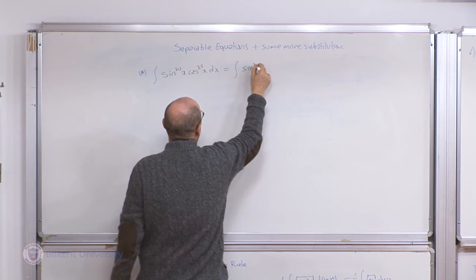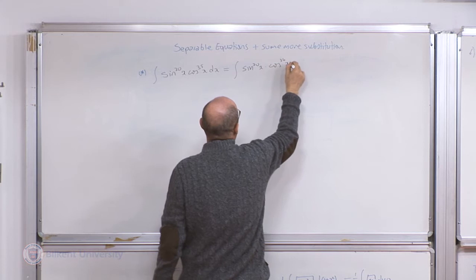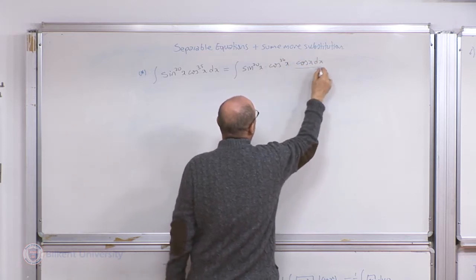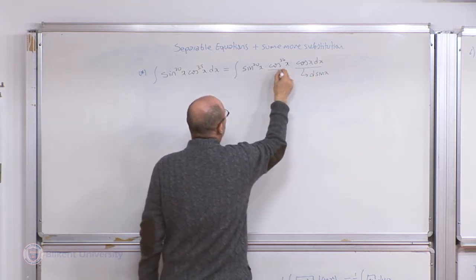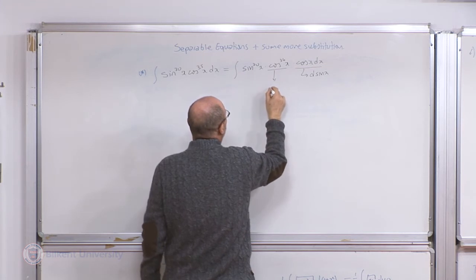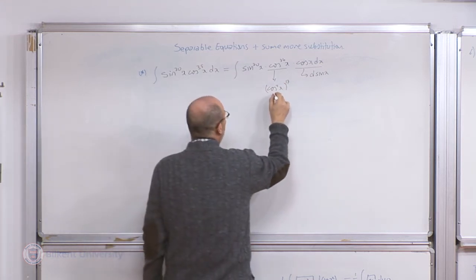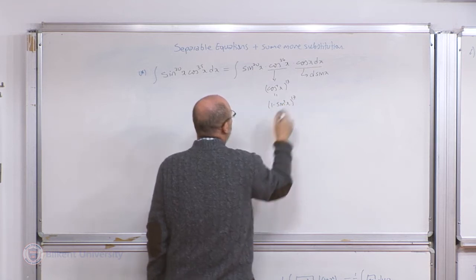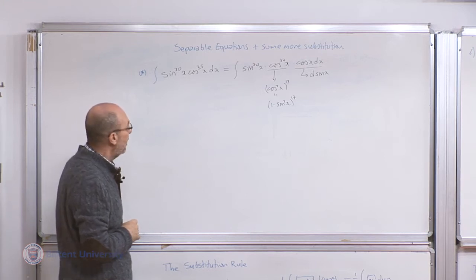Sine 30x cosine 34x times cosine x dx. Okay, so this part you recognize as d sine x. And this part you recognize as cosine square x to the power 17. And cosine square x is 1 minus sine square x, to the power 17. Okay, so now everything is in terms of sine x.